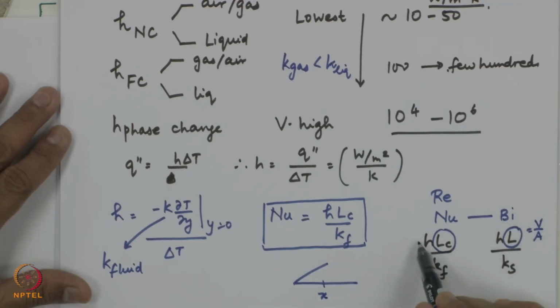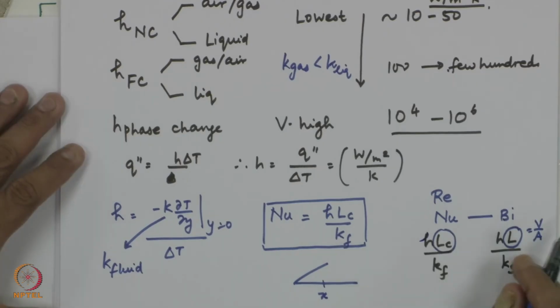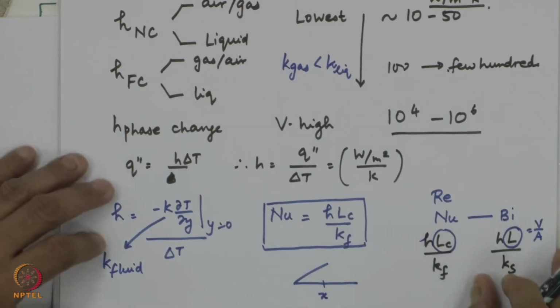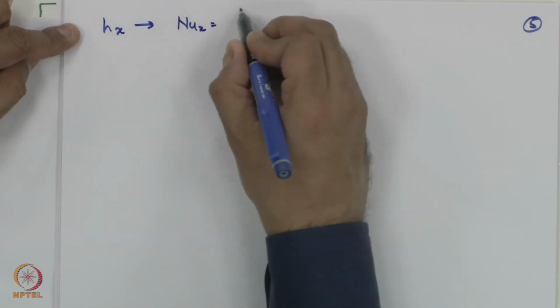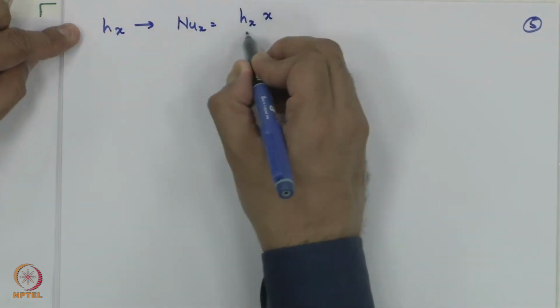This is primarily a non-dimensional heat transfer coefficient, h Lc by kf. If I say h is local, then Nusselt number would be local. So, h being local value implies Nusselt number is local, is given by hx x over kf.